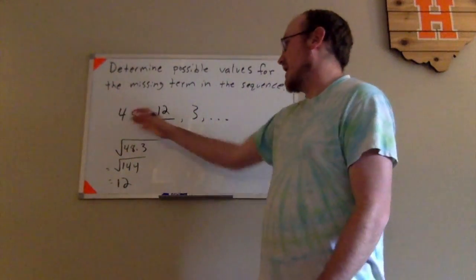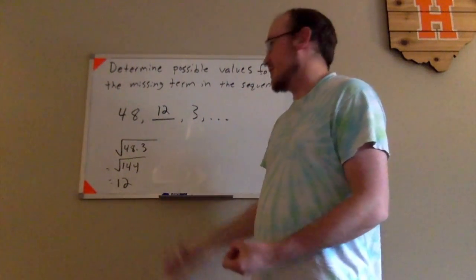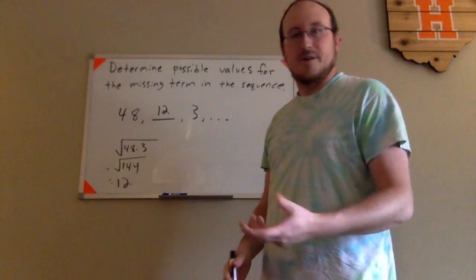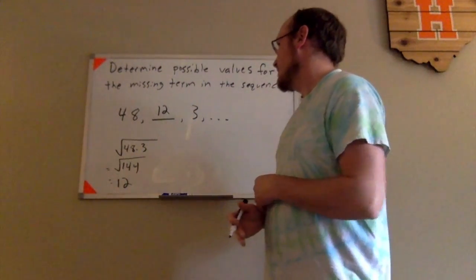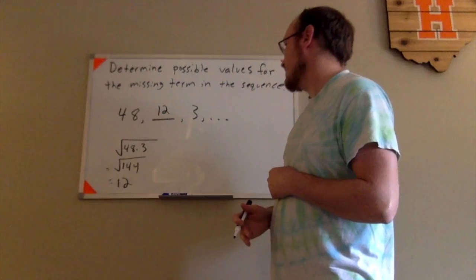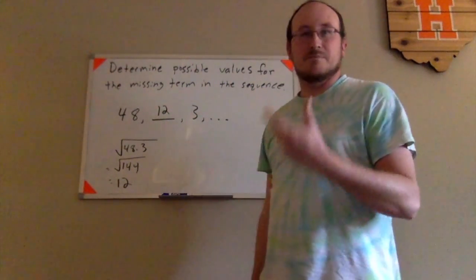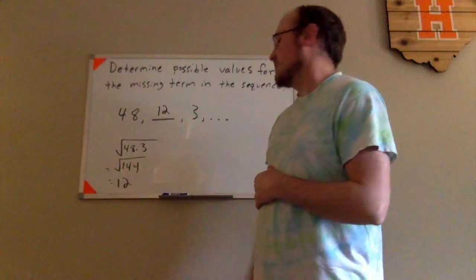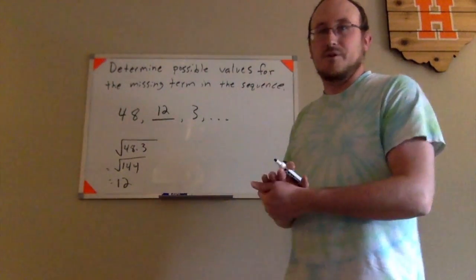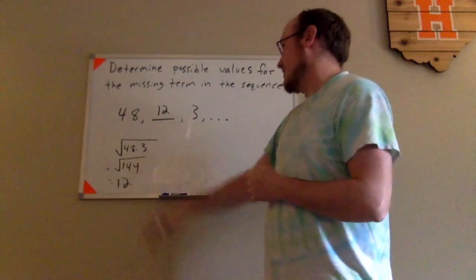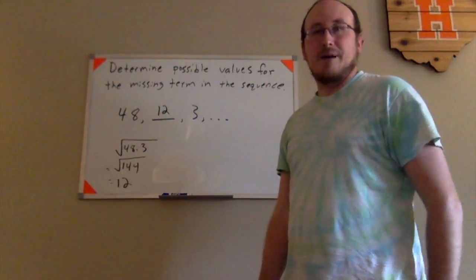You can see there the common ratio would be 1/4. 12 over 48 would simplify to 1/4. 3 over 12 would simplify to 1/4. I misspoke there for a second. But that's not the only option here.